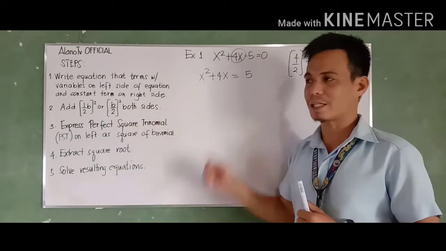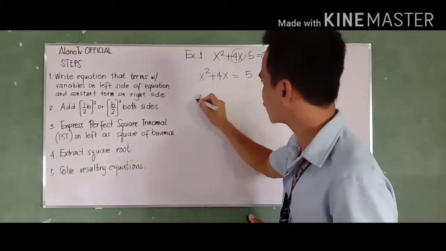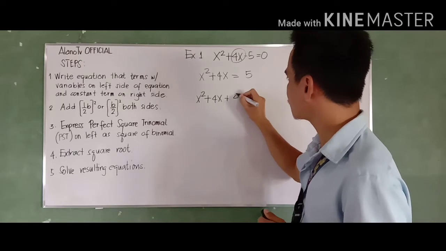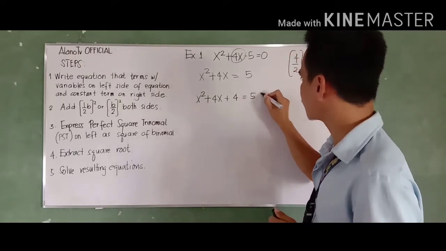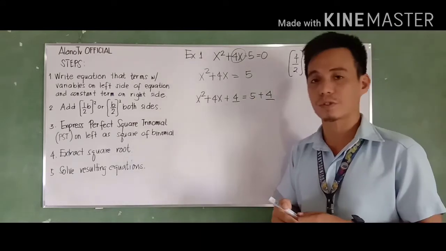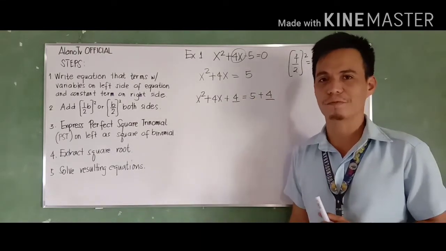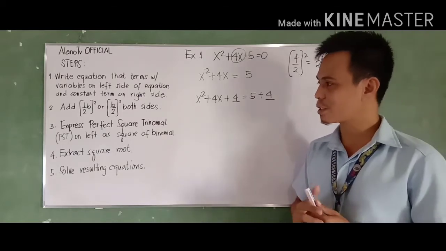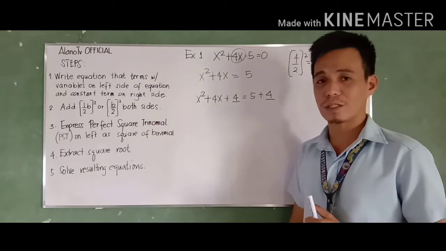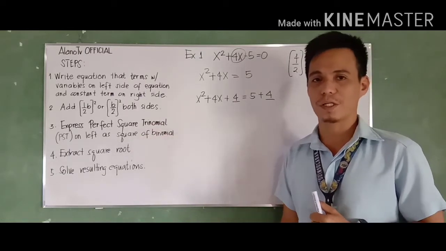Then we have to add that value both sides of the equation. So we have x squared plus 4x plus 4 is equal to 5 plus 4. So there you have it, guys. Our b over 2 squared value added both sides. I hope you follow.